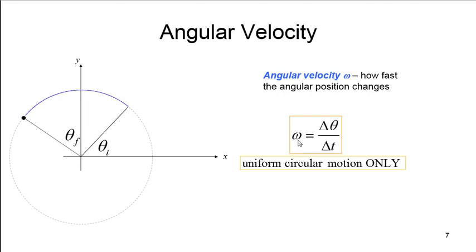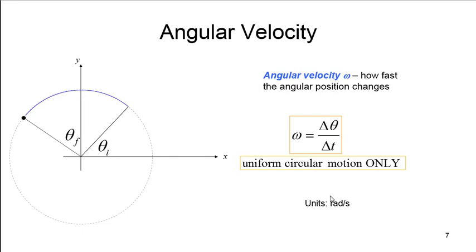What units do we have for angular velocity? Well, our angular displacement would be in units of radians, and our change in time would be in units of seconds. So the units that we're going to use for angular velocity are radians per second. It's telling you how many radians of a circle you are moving through each second. That's what angular velocity measures.